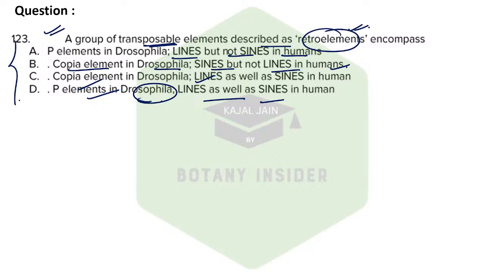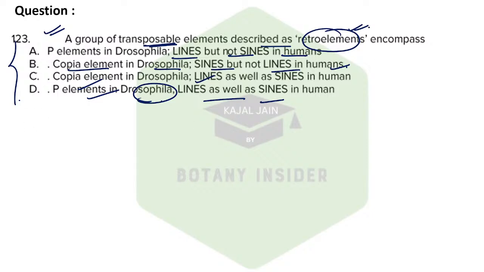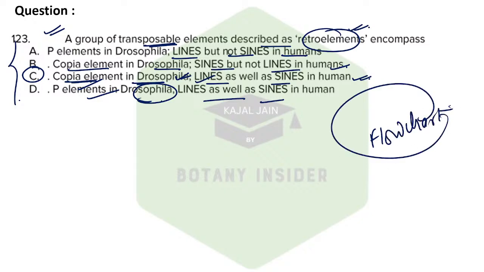So if you understand the question properly, C will be the correct answer for this particular question. We have just studied Copia element is there in Drosophila, and LINE and SINE, both of these are there in humans as well. So C is the correct answer, right? So the flowchart which I just gave you will help you in solving all the questions that we have done today, right?